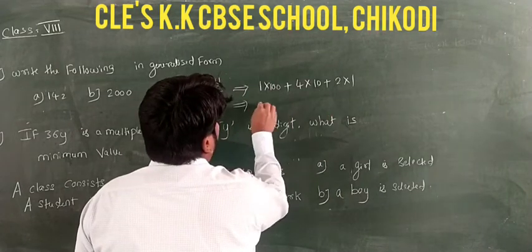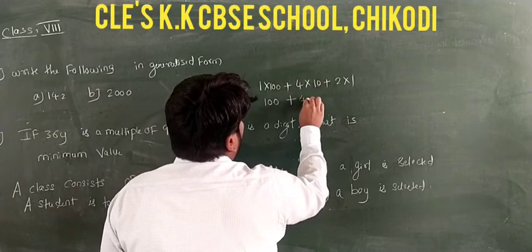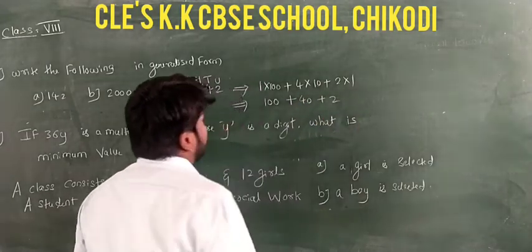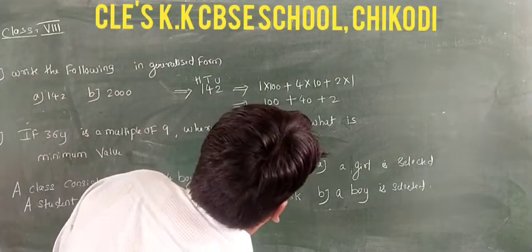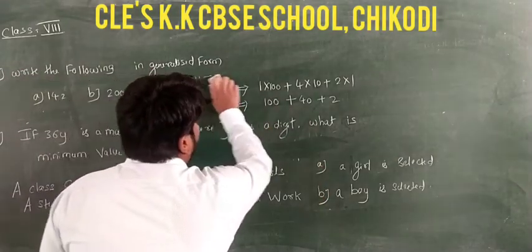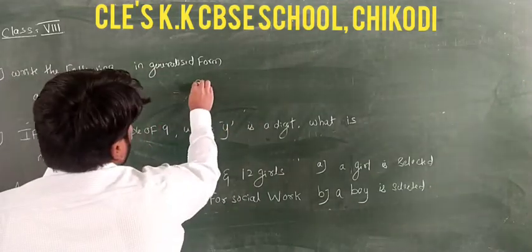You can write this as 1 into 100 is 100, plus 4 tens are 40, plus 2 ones are 2. So this is the generalized form of 142. Okay, so pause the video to note down this. Similarly, the second one is 2000.